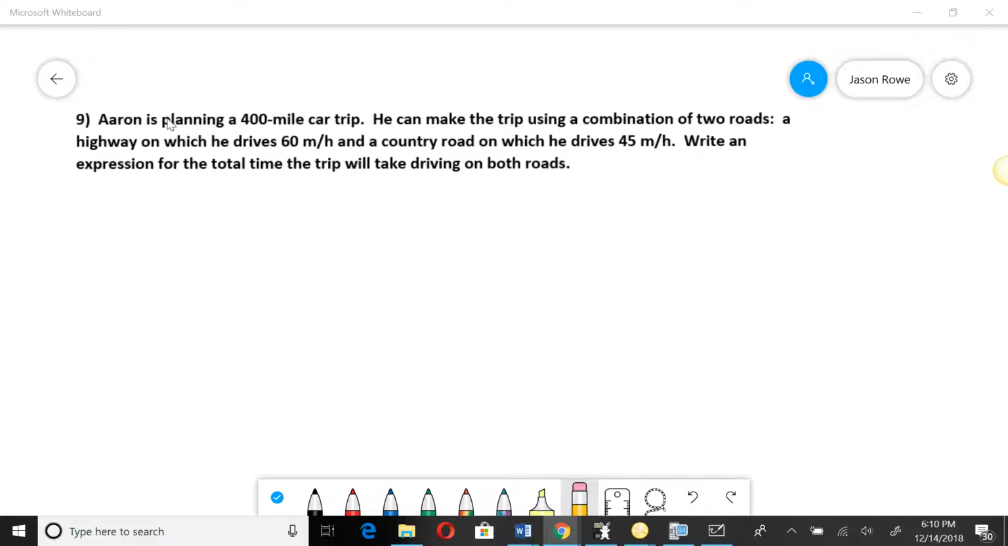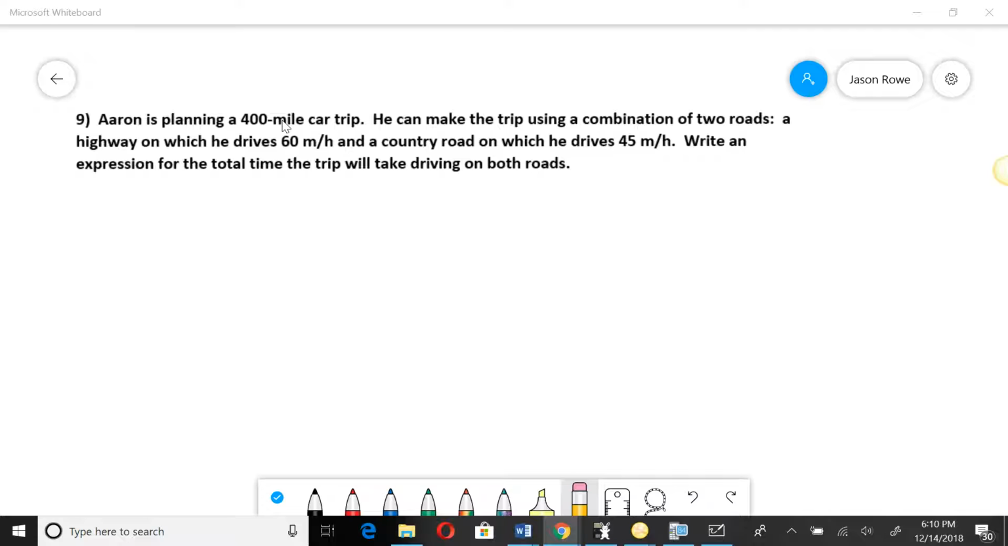So basically what we got here, Aaron's planning a 400-mile car trip. He's going to use two roads. One is a highway that he can drive 60 miles an hour on, and then there's a little country road where you can drive 45. Write an expression for the total time for the trip using both roads.